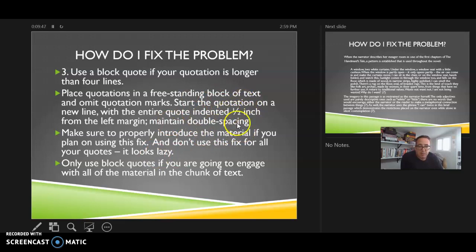There's some formatting rules. And make sure you properly introduce the material before the block quote. Again, that quote sandwich is very important for a block quote. You only want to use this if you're going to engage with the whole chunk of text. Don't just do this if really only three words are important.